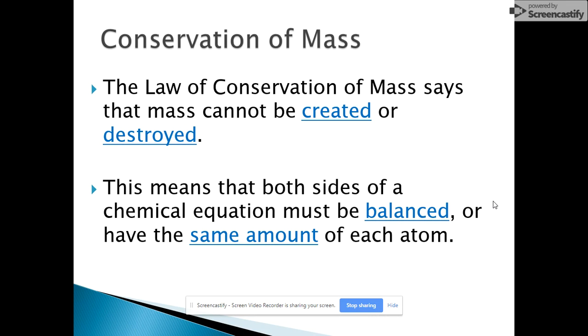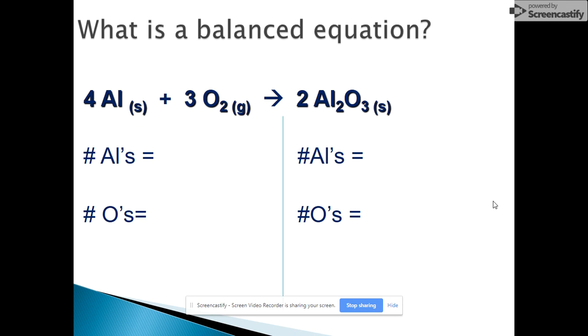However many atoms of one element we have on the left side or the reactant side of the equation, we have to have the same number on the right side or the product side. So a balanced equation uses these coefficients, the 4, the 3, and the 2, to make sure that mass doesn't change. So this 4 in front of the Al means, we know that if there's no number written, it means there's a 1. So we have 4 times 1, or 4 aluminums on the left side.